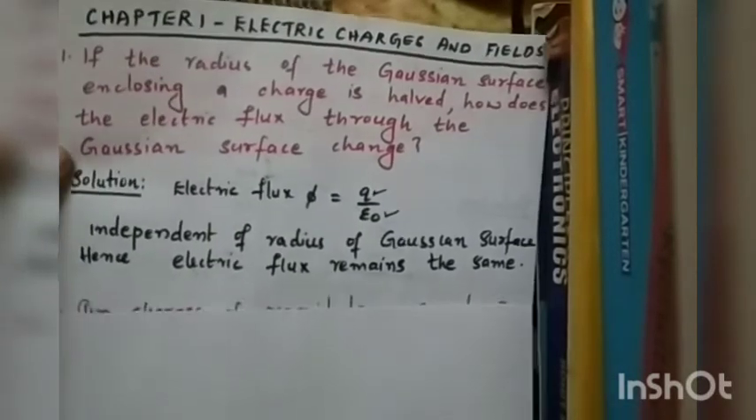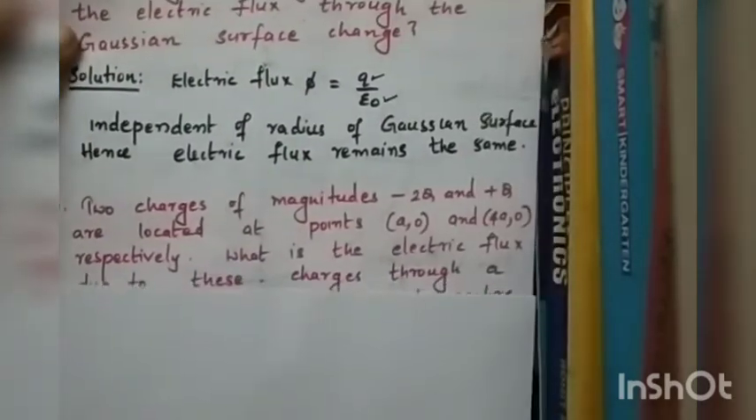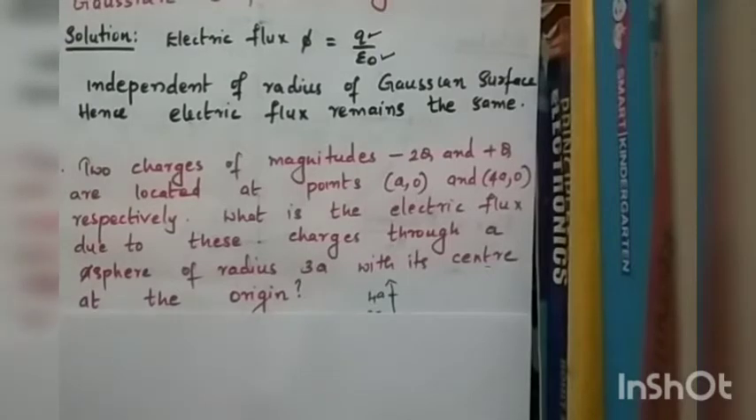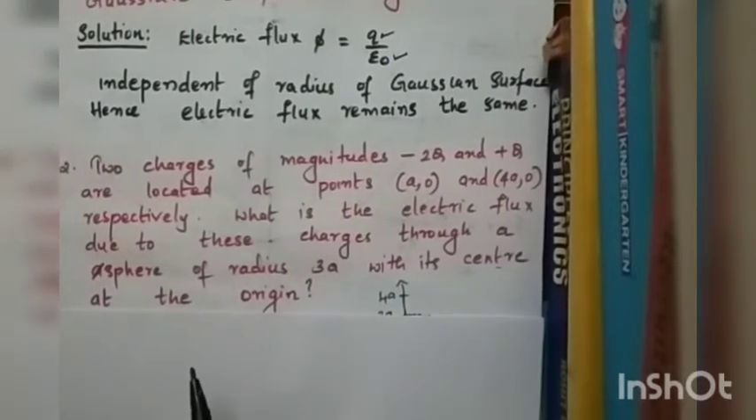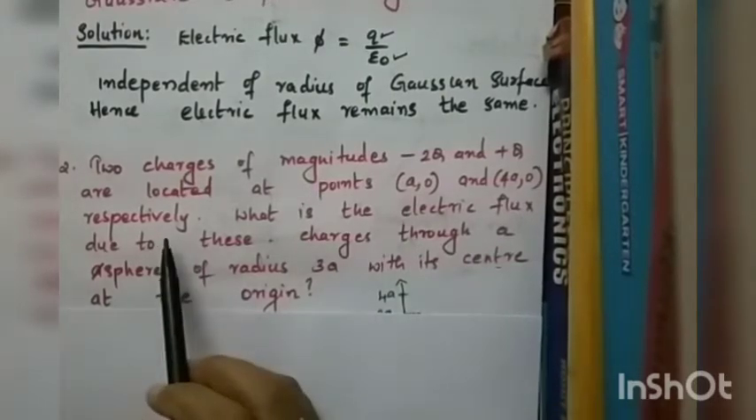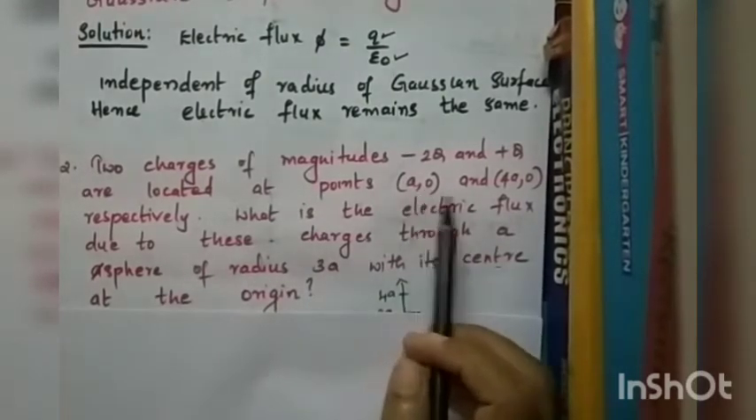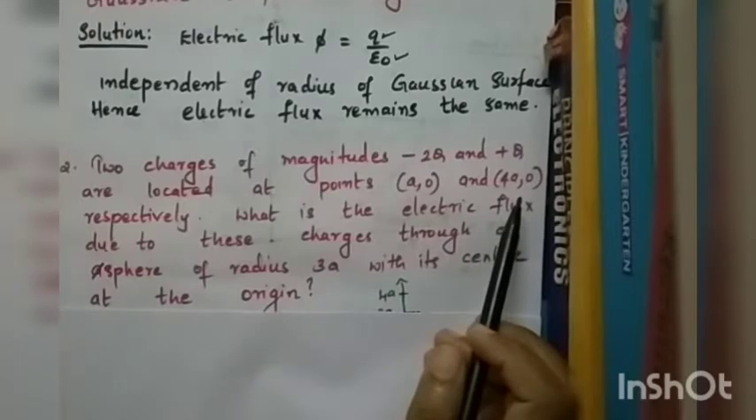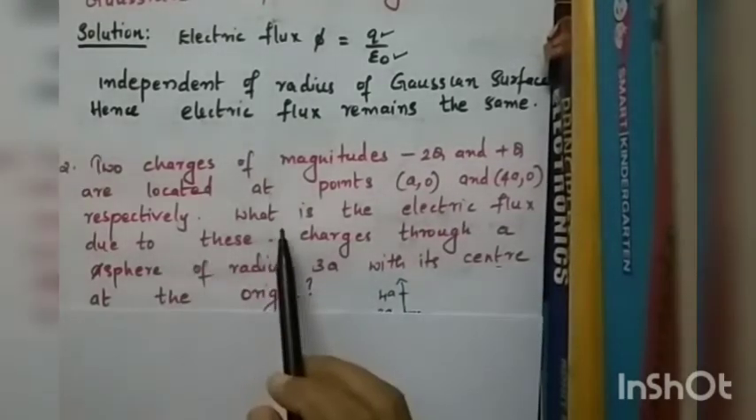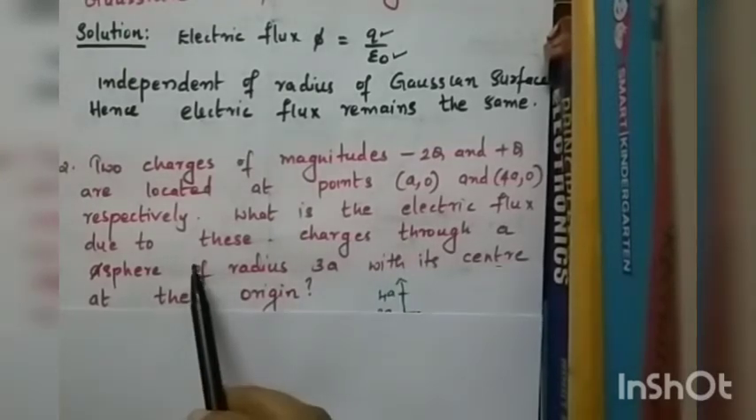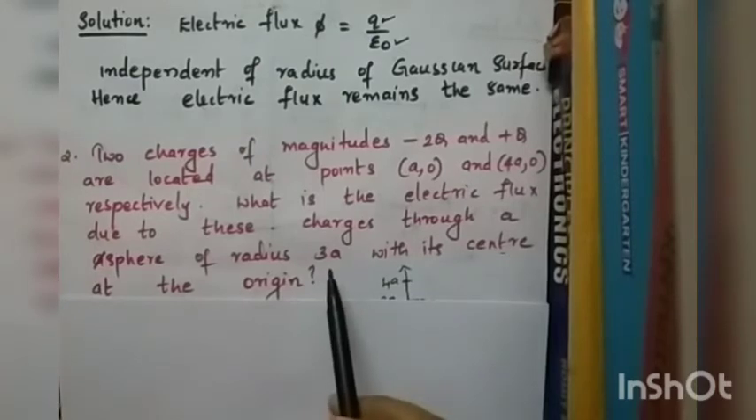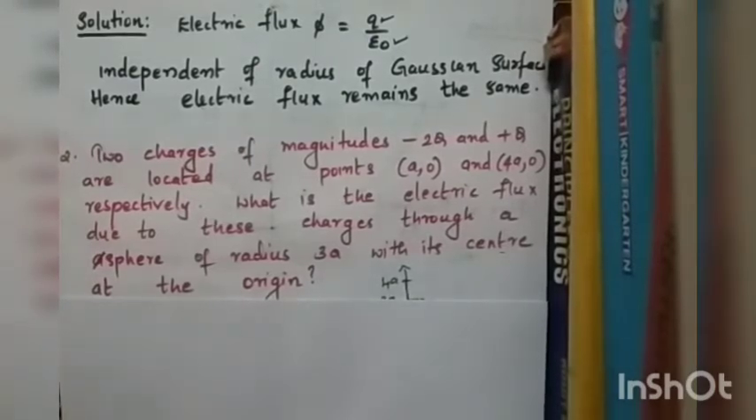Now let's move on to the next question. This is our second question. Two charges of magnitudes minus 2q and plus q are located at points (a, 0) and (4a, 0) in the Cartesian coordinate system respectively. What is the electric flux due to these charges through a sphere of radius 3a with its center at the origin?